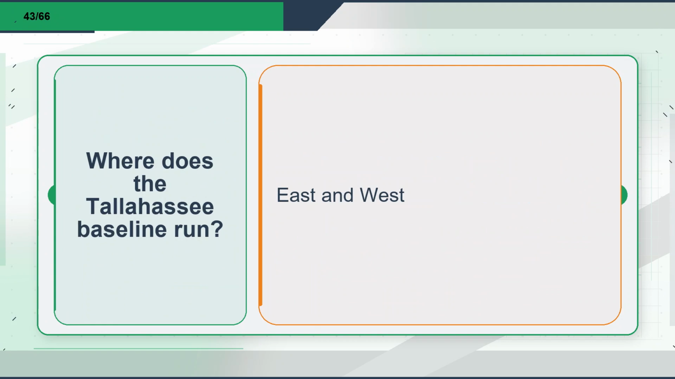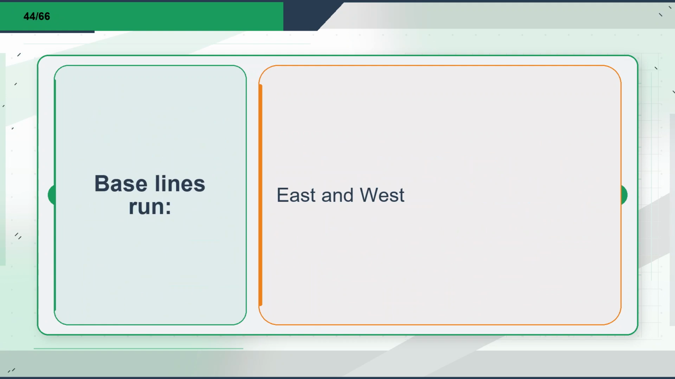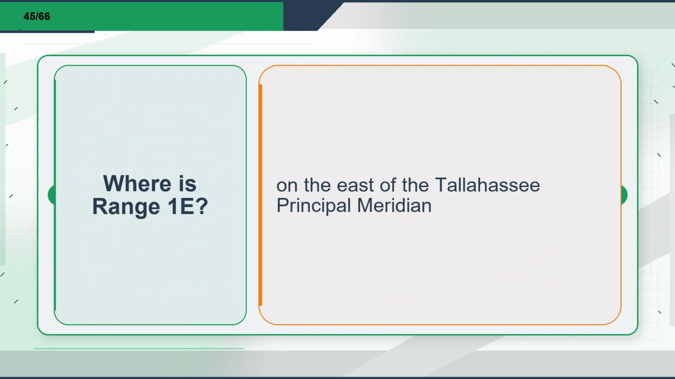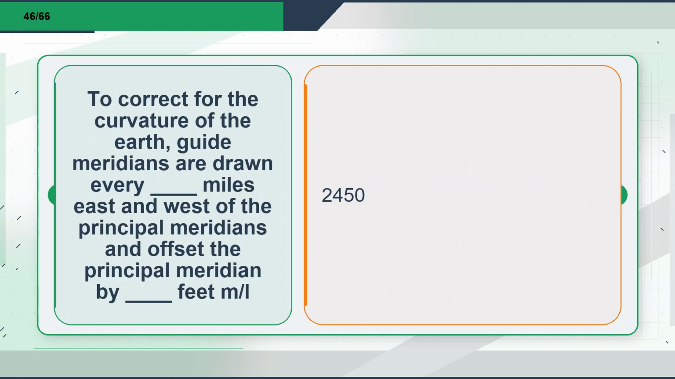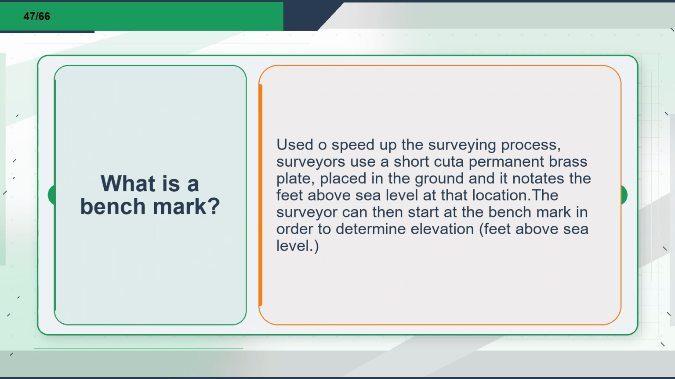Flashcard 42. Term: what helps determine the amount of tax money available to each taxing entity? Definition: parcel number. Flashcard 43. Term: where does the Tallahassee baseline run? Definition: east and west. Flashcard 44. Term: baselines run. Definition: east and west. Flashcard 45. Term: where is range 1E? Definition: on the east of the Tallahassee principal meridian. Flashcard 46. Term: to correct for the curvature of the earth, guide meridians are drawn every blank miles east and west of the principal meridians and offset the principal meridian by blank feet m/l. Definition: 2,450.